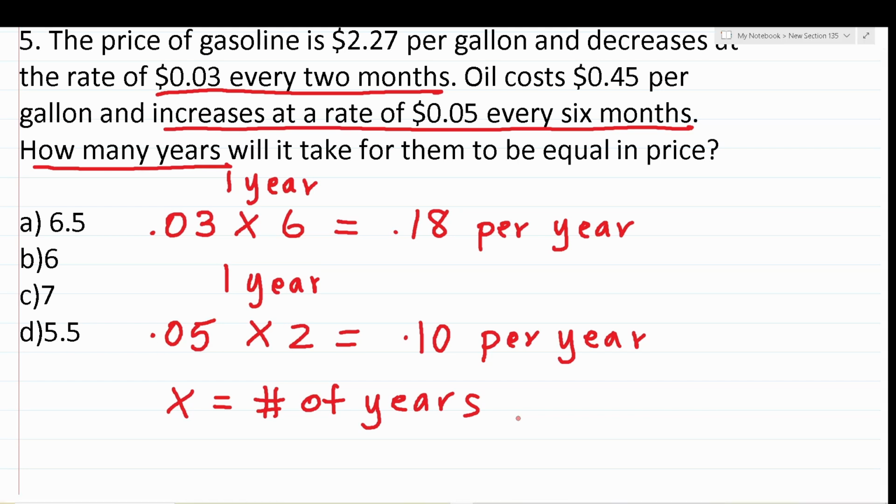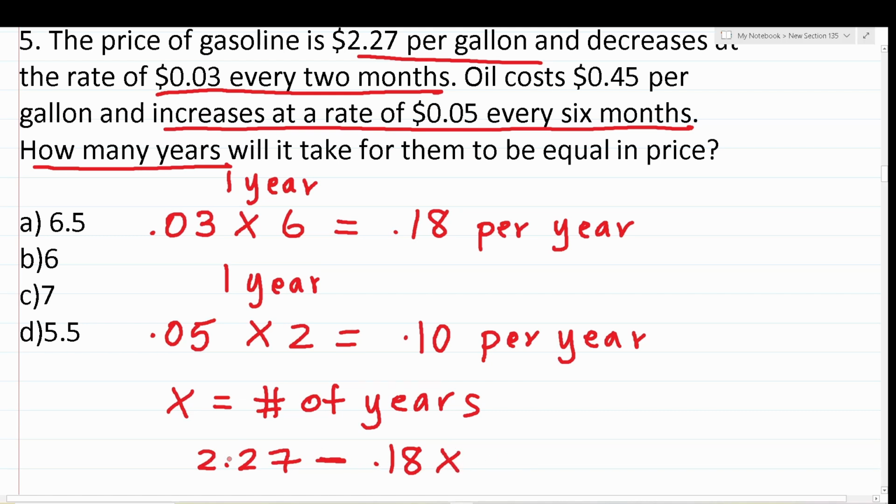So now we have to write an equation to express what this problem's asking. The price of gas is 2.27 per gallon. So it's currently 2.27 per gallon. I got that right here. And it decreases at a rate of 3 cents every 2 months. Well, decrease means goes down, which is subtraction. And again, that 3 cents every 2 months is 0.18 per year. We don't know how many years it's going to take for these two prices to be equal to each other, so I'm going to write this as 0.18 times x.